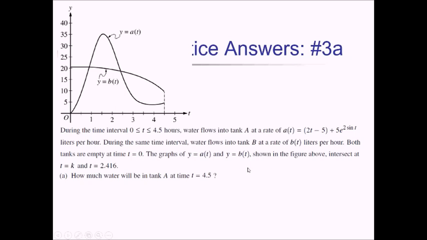For this calculator-based free response, we have during the time interval 0 to 4.5 hours, water flowing into tank A at a rate given by this A of t function right here. And during the same interval, water is flowing into tank B at a B of t rate of liters per hour. We didn't get any information on what B of t looks like, but they're telling us this is the rate at which water is flowing into tank B. They did, however, give us the graph of B of t up here. And we're told that these graphs intersect at t equals k and t equals 2.416. So k, just looking at this graph, is pretty close to 1 from the looks of it.